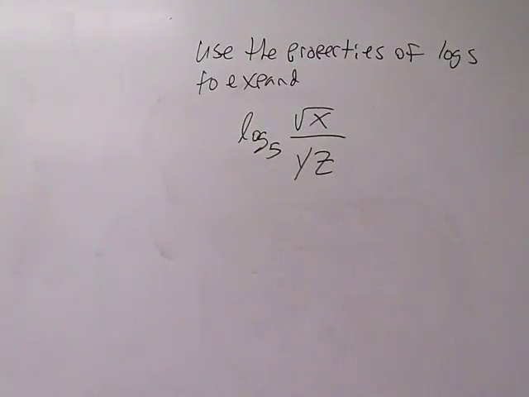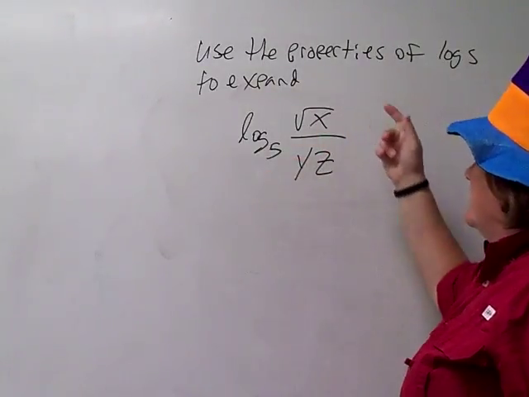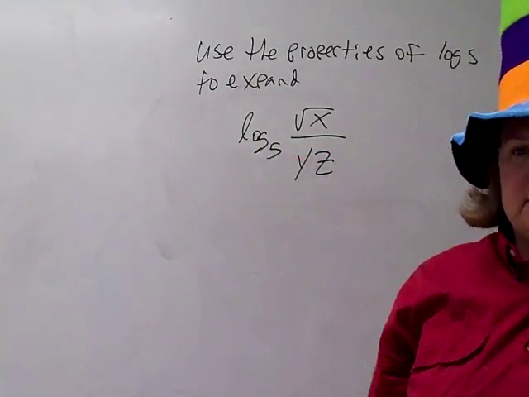I got another expansion problem here. It says use the properties of logs to expand. We got log base 5 with the square root of x over yz. Expand that.